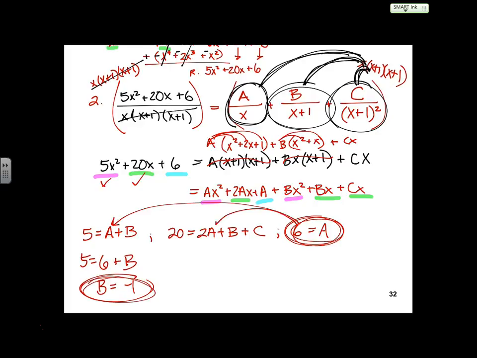And where am I going to put A and B now? Into the last one to find C. So 20 is going to equal 2 times A, which is 2 times 6, plus B, which is -1, plus C. Has anybody gotten there before me? C equals? Good try. 20 minus 12 is 8, and 8 plus 1 is 9.